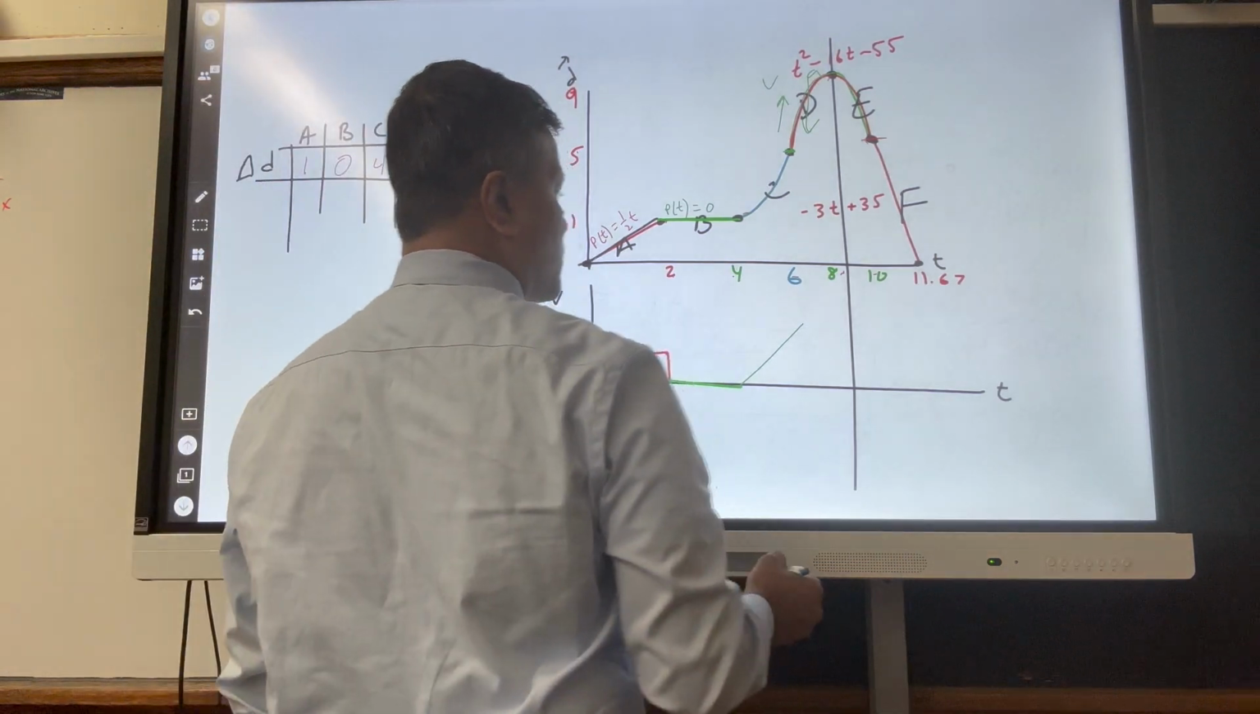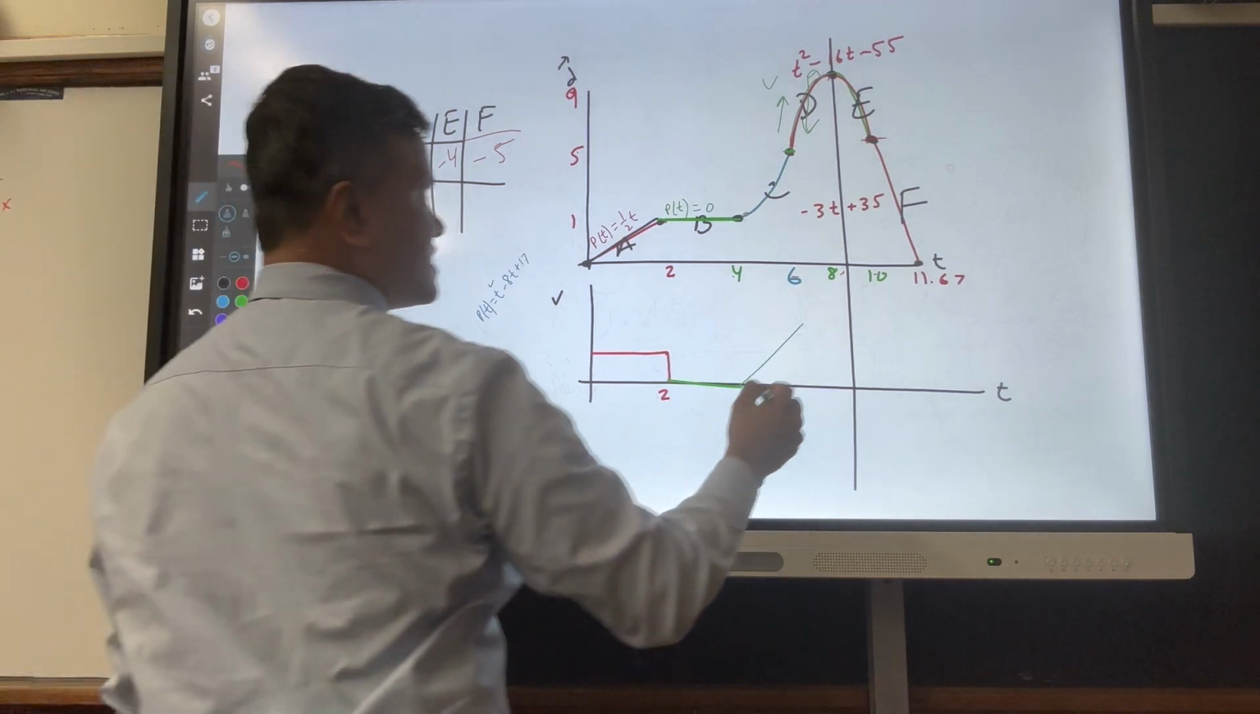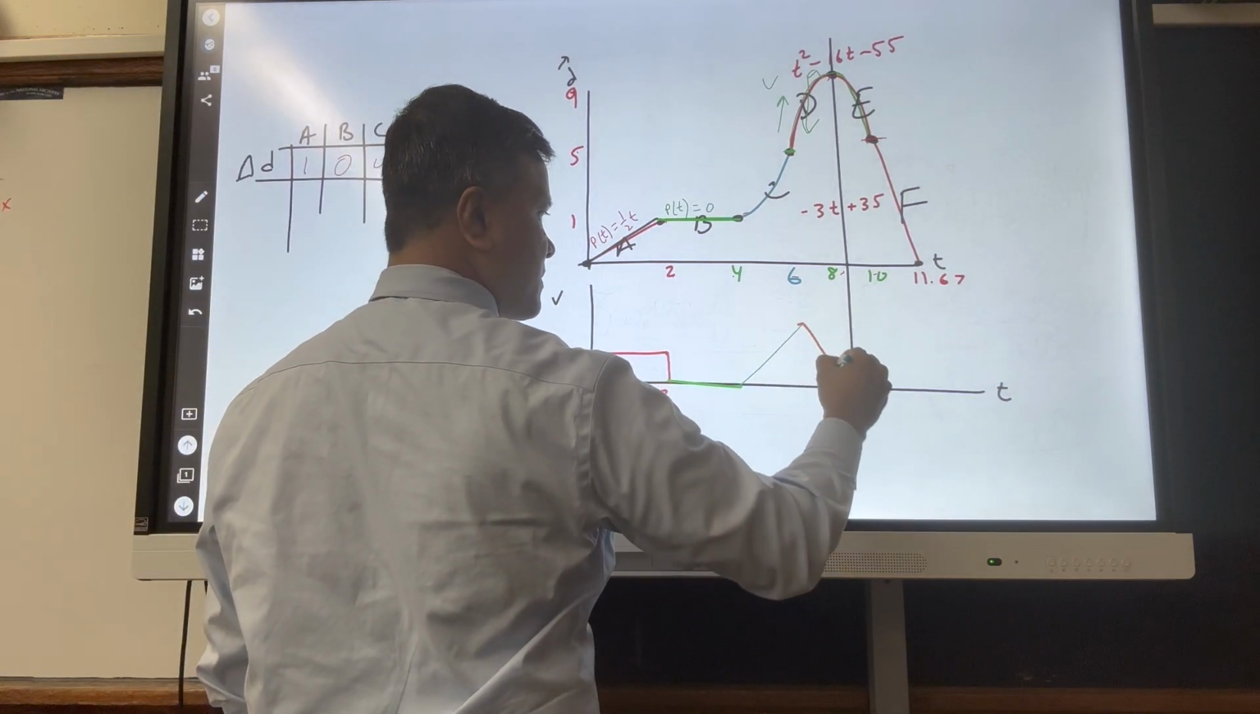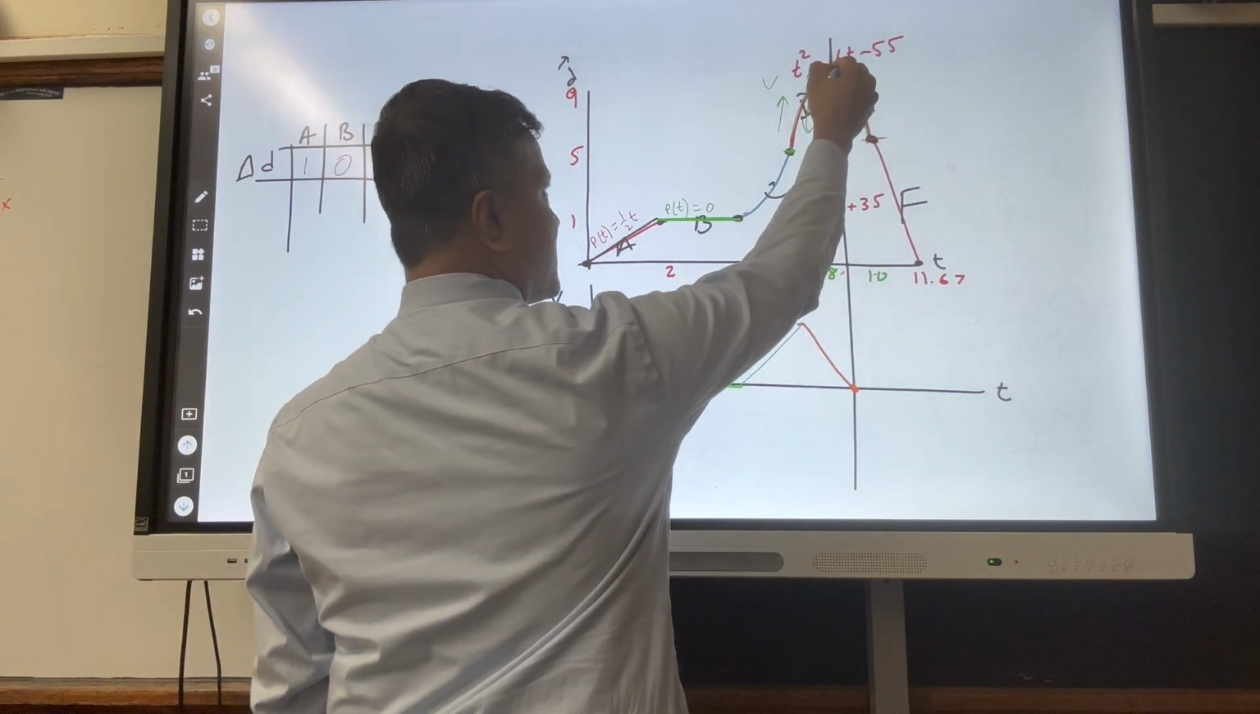All right. So when velocity is decreasing, what does that mean? It approaches 0. And this is how it approaches 0, right? And velocity is 0 here at 8 seconds.